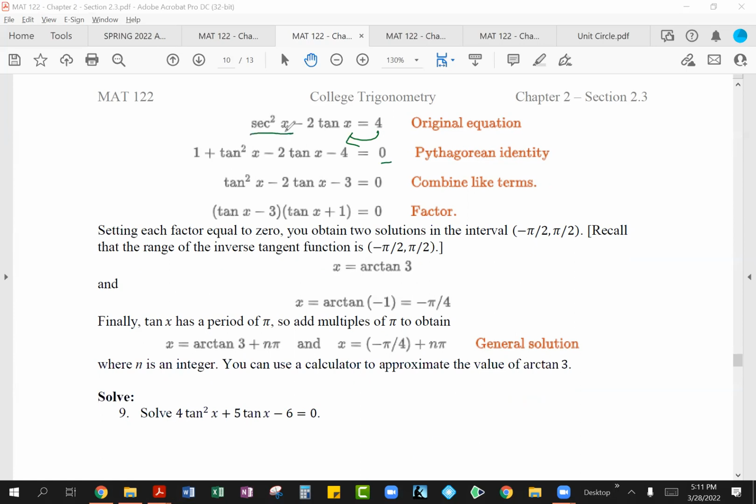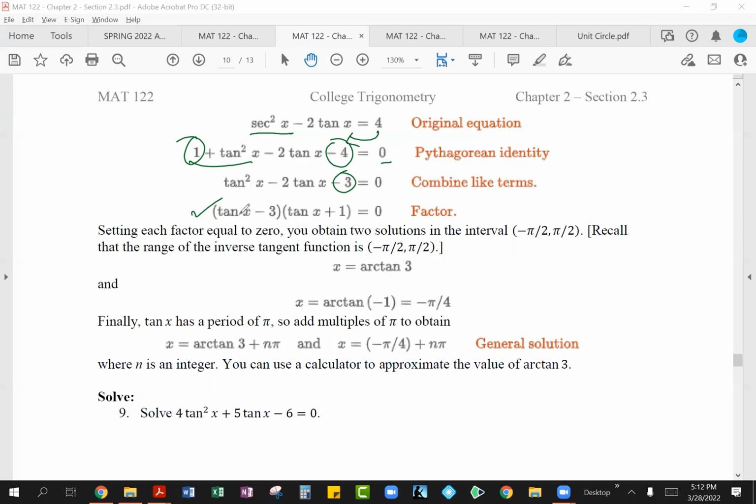And then we will also go ahead and rewrite that secant squared of x using the Pythagorean identity as 1 plus tangent squared of x. Go ahead and multiply the 1 and the -4, which gives you the -3. We used factoring to simplify it. You take each factor and set it equal to 0, and you're basically going to obtain 2 solutions, which is going to be in the interval of -pi/2 to +pi/2, because remember that is the range of the inverse tangent function. So you might have to go back to chapter 1 for a little review for this.